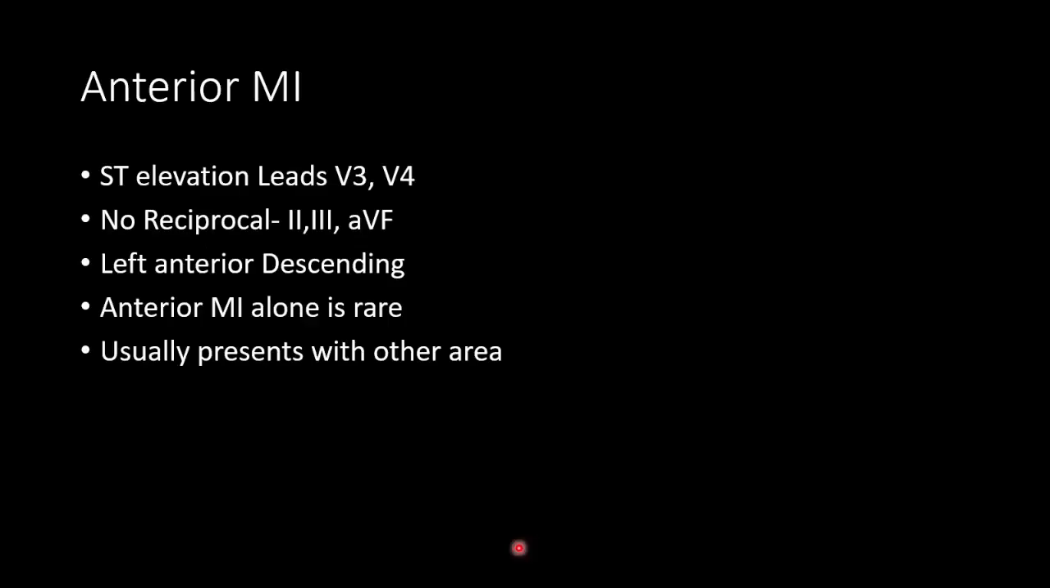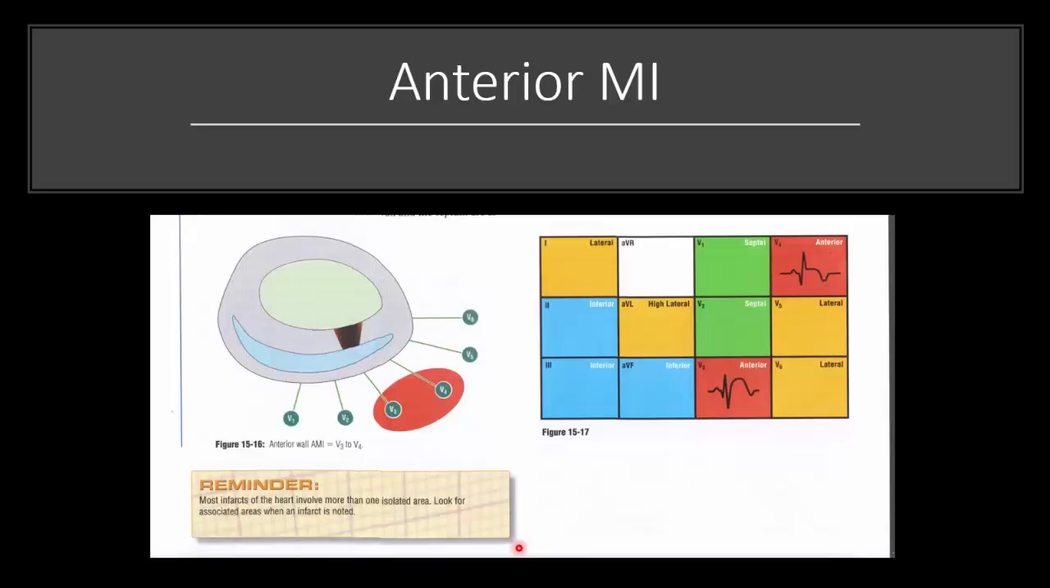Anterior MI, this is going to be leads V3 and or V4. It's rare to have an anterior MI alone. Typically, you will have other things involved, such as your septal area. So in this case, this is showing anterior wall. Not really any reciprocals here that you could notice.